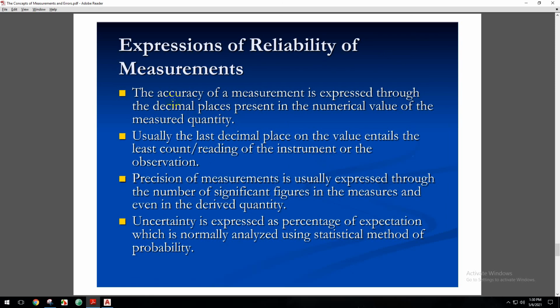So for the expression of reliability of measurements, the accuracy of a measurement is expressed through the decimal places represented in the numerical value of the measured quantity. The more decimal places you have, the more accurate your measurement and results. Usually the last decimal place on the value entails the least count reading of the instrument. So if you have 2 decimal places, your measurement is to the nearest centimeter. If you put 3 decimal places in your data, your measurements are to the nearest millimeter.